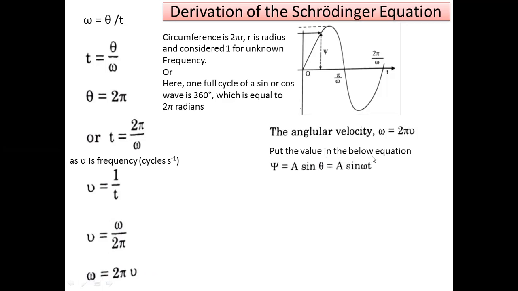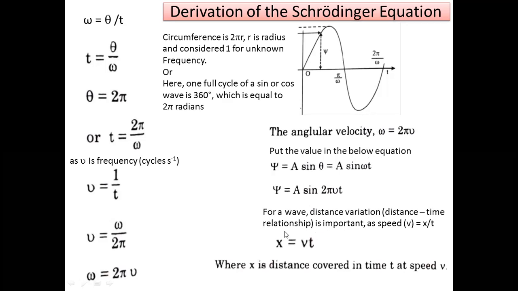Now put the value in the below equation, the same equation we discussed in the previous slide: psi will be equal to a sin wt. Putting the value of omega in this equation, psi will be equal to a sin 2 pi mu t, just replacing the angular velocity omega. Further moving, this is a time independent equation.